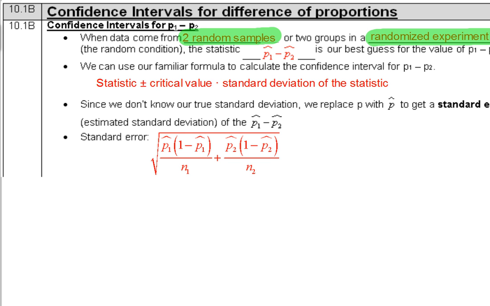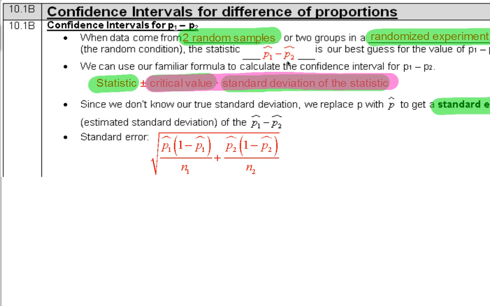So we're going to do our confidence interval formula where we take the statistic, that p hat 1 minus p hat 2, plus or minus our critical value. With proportions, this is going to be our z star. We find it by doing the inverse norm to find a z-score for that value. Then we have the standard deviation of the statistic, which is really known as our standard error. Everything over here is that margin of error. We've talked about margin of error.